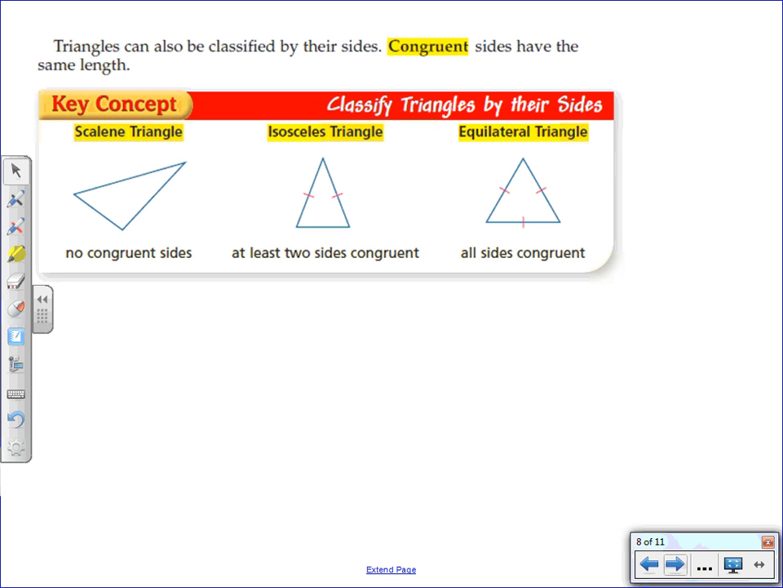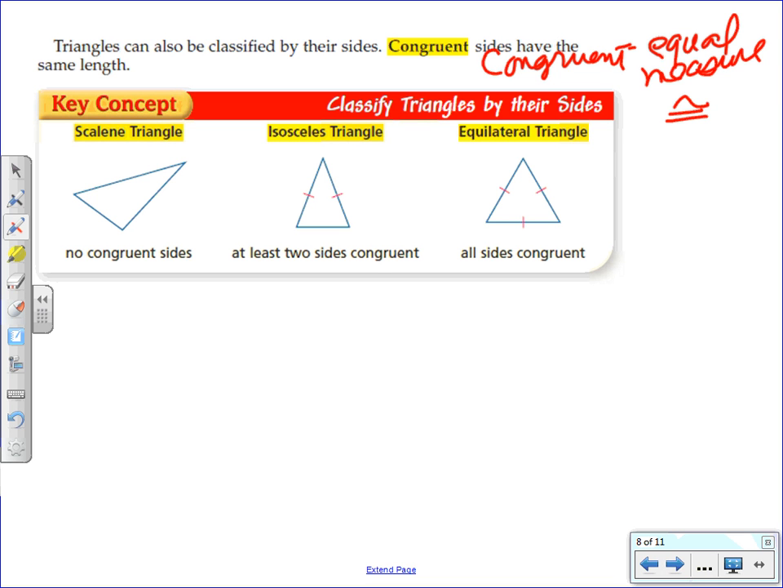Triangles can also be classified by their sides. Congruent sides have the same length. So remember that congruent means, do we remember what congruent means? Congruent means equal measure. And the symbol for congruent is that guy, don't forget.